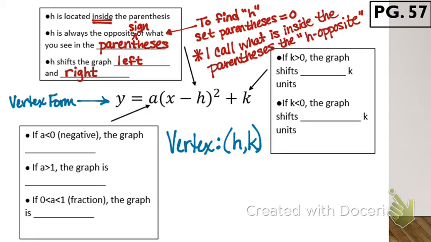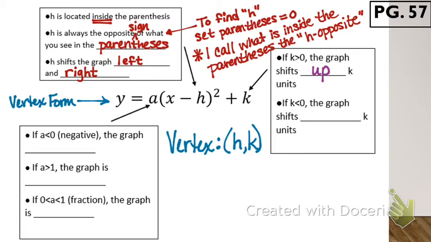K, if it is bigger than 0, which way do you think it would shift my graph? H takes it left and right. What do you think K will do to it? Up and down. If it's bigger than 0, do you think it's going to go up or down? It's going to go up. So kind of like X and Y.